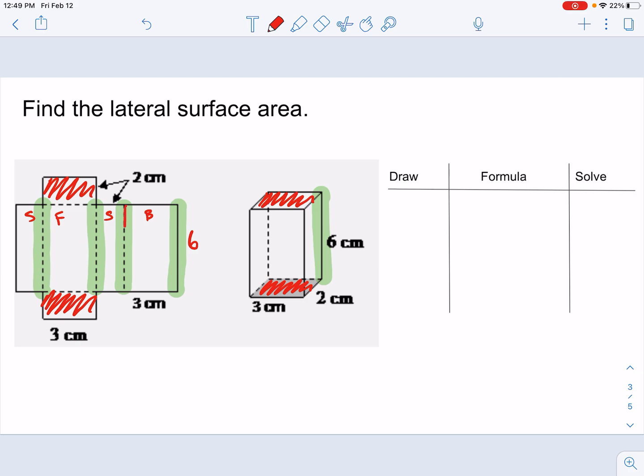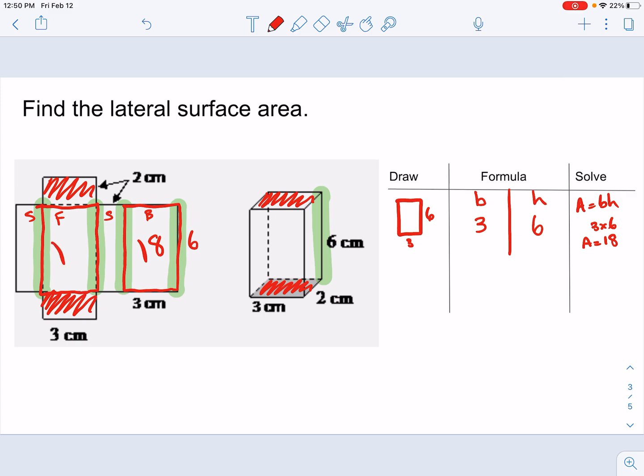Okay, so now I can break it up into my two different types of rectangles. My front and my back should be the same. So I have two rectangles that are 3 by 6. The rectangle formula, our formula is A equals BH. So I need to identify my base and my height. My base is 3, my height is 6. So I have to do 3 times 6 to get my area of 18. So I know that my front and back both have an area of 18.